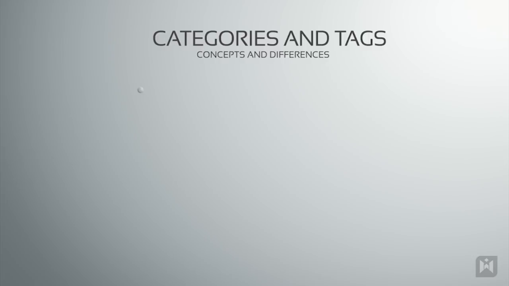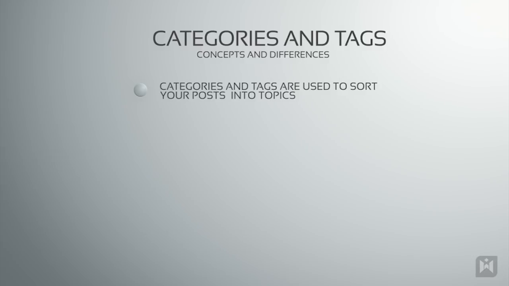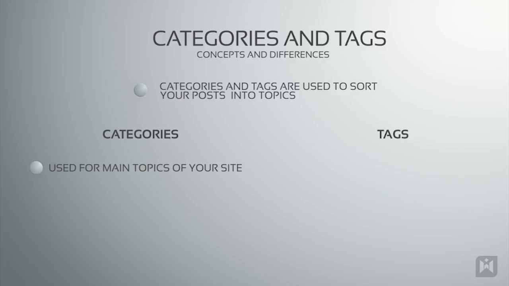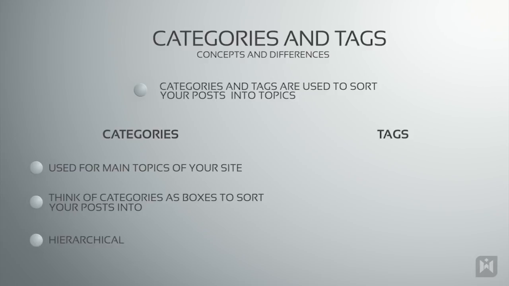In a nutshell, categories and tags are used to sort your posts into topics so users can easily find the content they are looking for. Categories are used for main topics of your website. Think of this as having boxes to sort your posts into. Categories are hierarchical, so you're able to have subcategories to further sort your posts.